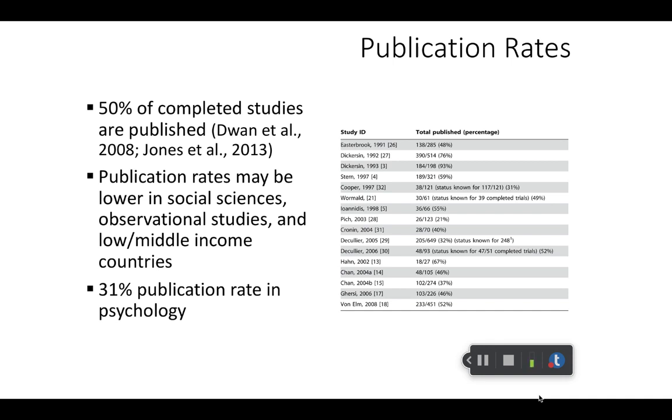In fact, the only really rigorous study of publication rates in psychology found that 31% of completed studies were published. That's this study by Cooper and colleagues from 1997. 31% of completed studies were published. That means a lot of the research that is done does not see the light of day in terms of publication.